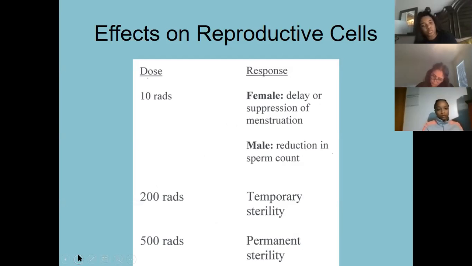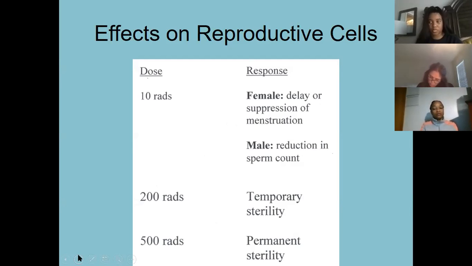Not 0.01, 0.1. All right, so 10 rads are 0.1 gray. Add a dose of 10 rads directly to the reproductive organs.